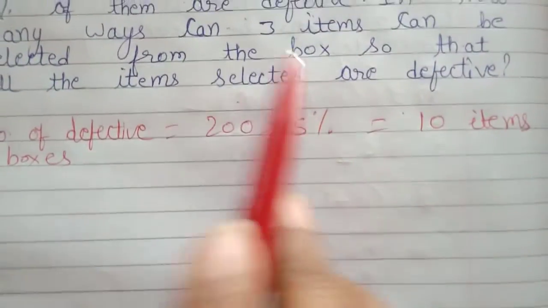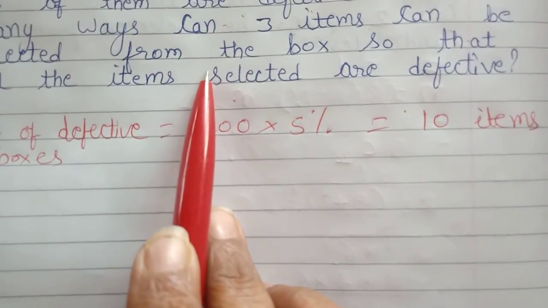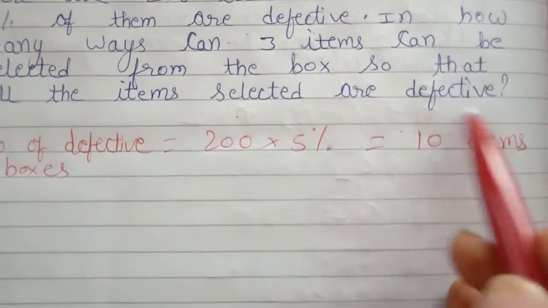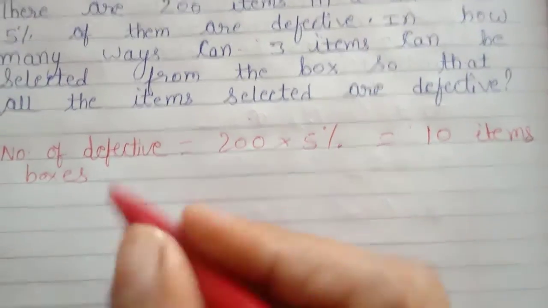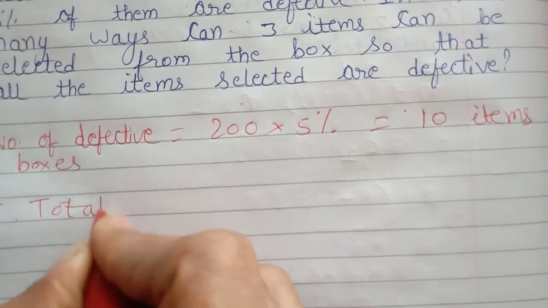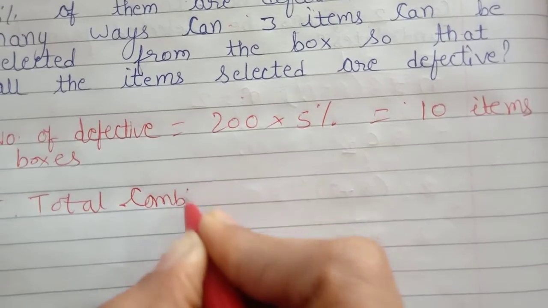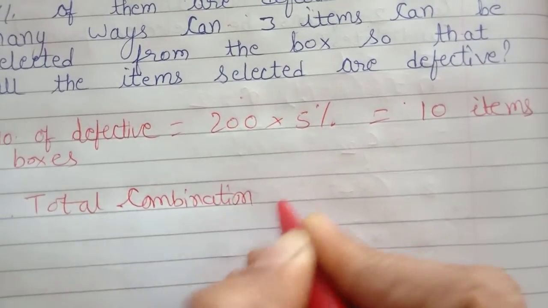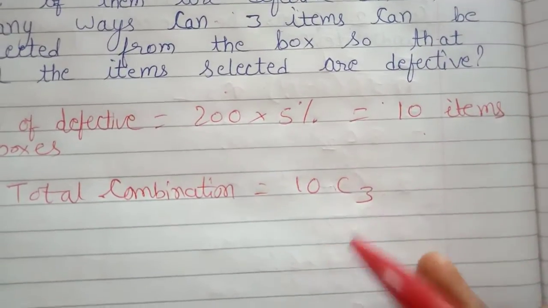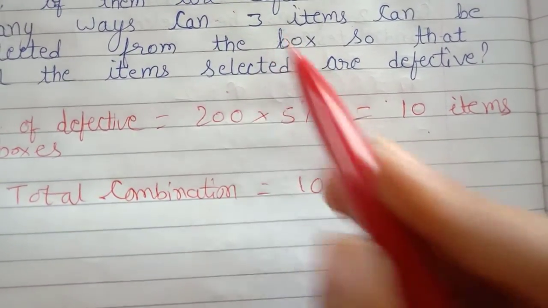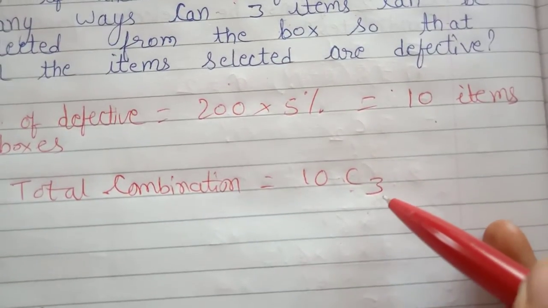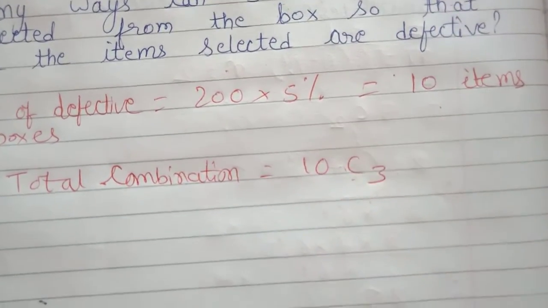Now they are saying that 3 items have to be selected from the box so that all the items are defective. So from these 10 items only we'll select 3 items, so we can find out the total combination. 10C3, because total 10 items are defective and 3 items we have to select. So 10C3 will be our combination, where 3 items are selected from the box such that all 3 items are defective.